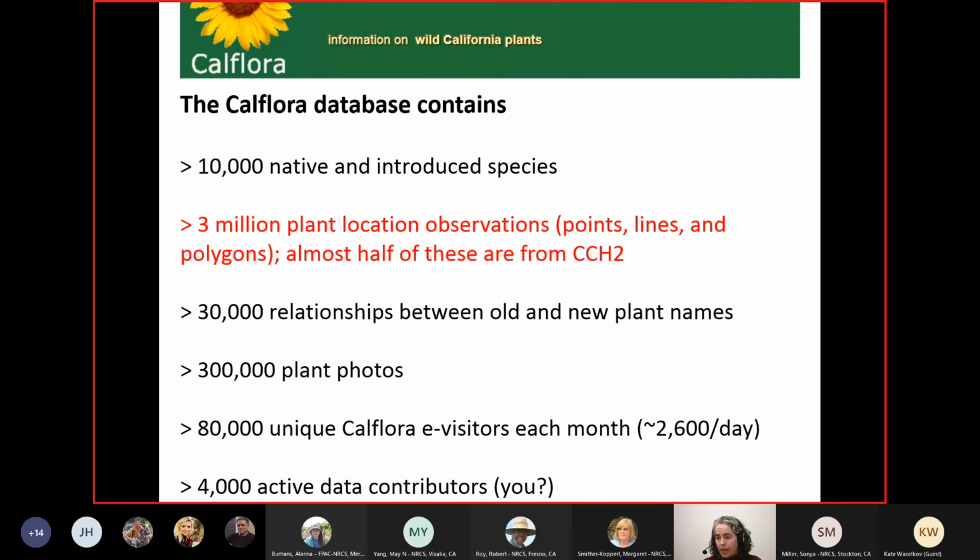We have over 80,000 unique Calflora visitors each month. That has gone up during the COVID as people stayed at home more, and about 4,000 active data contributors, and you're all invited to become an active data contributor if you're not already. You can collect data in the field using our phone app, Observer Pro. You can do it at your desk. You can upload surveys, which is a whole list from a specific area. Lots of ways to contribute data.